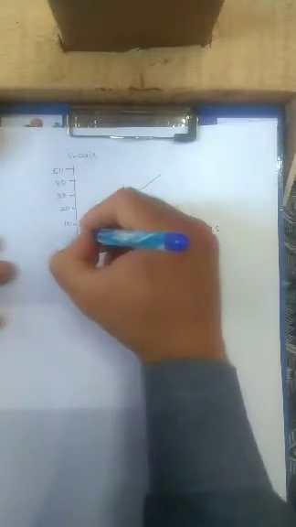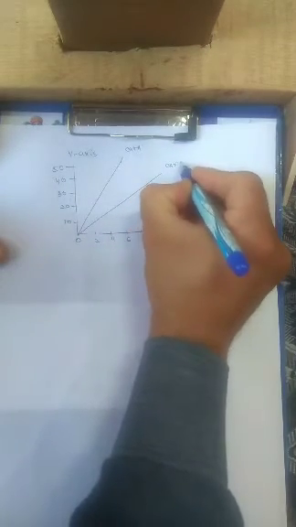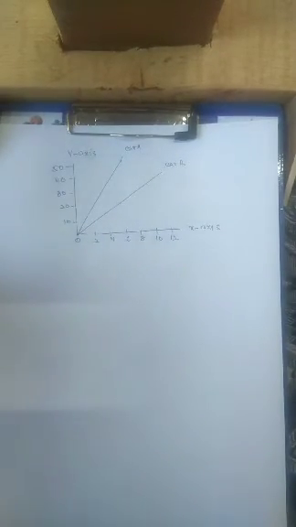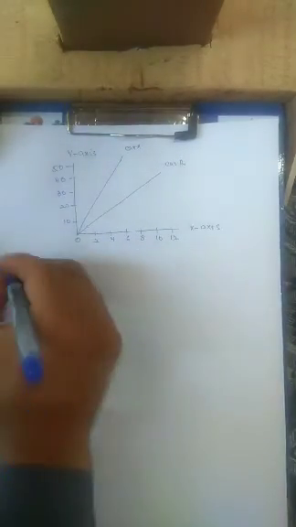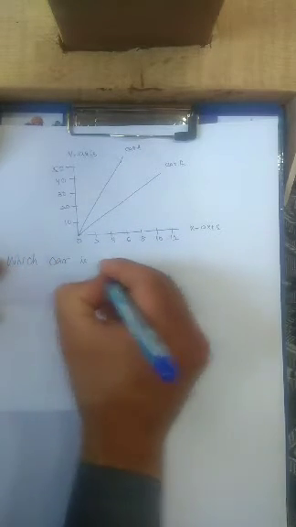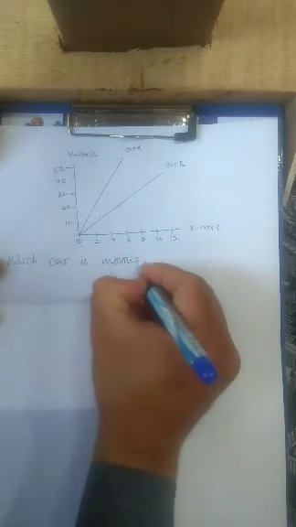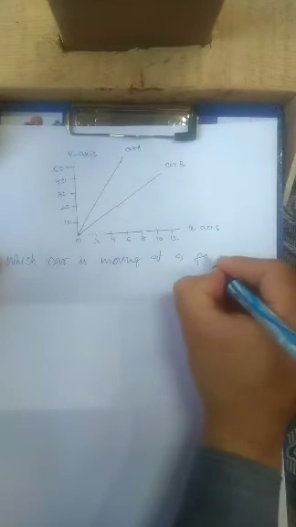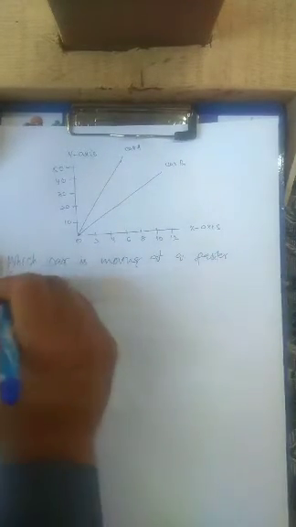Now these two lines are just like this. Can you say from these two lines, this is car A and car B, which car is moving at a faster speed?